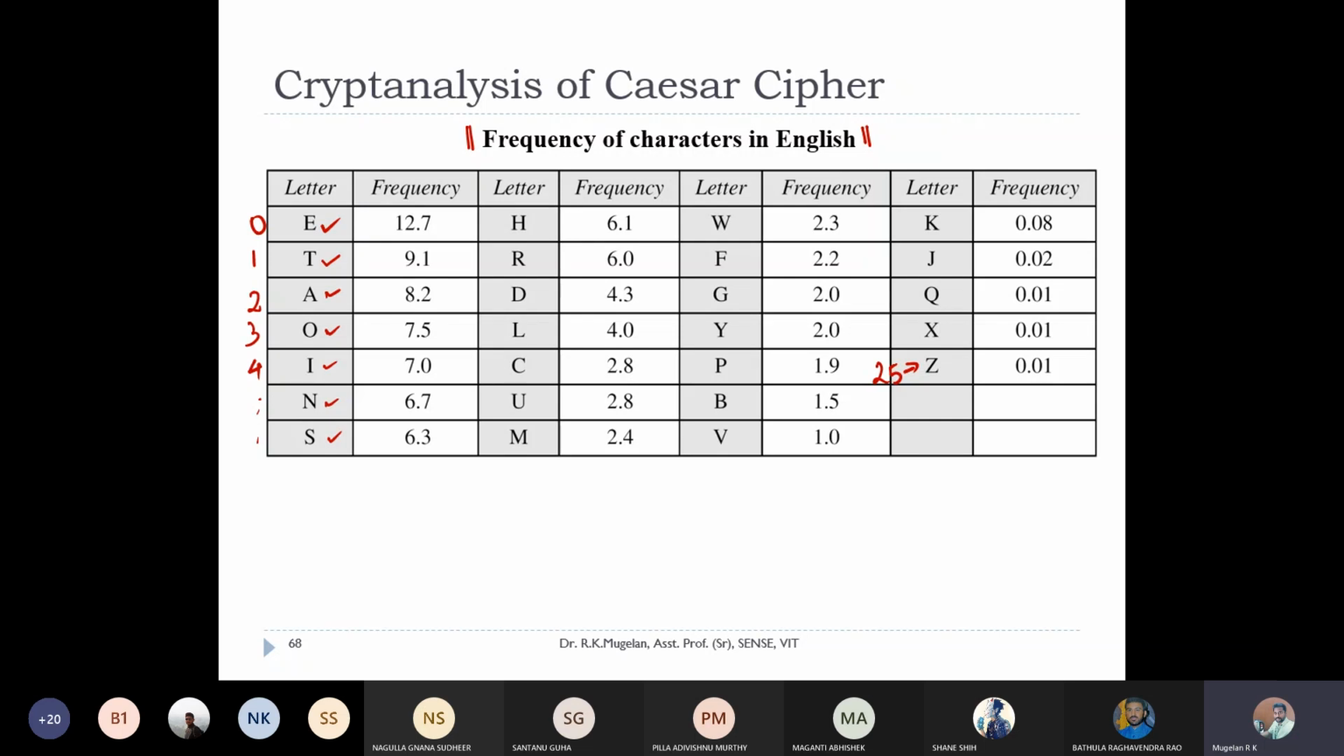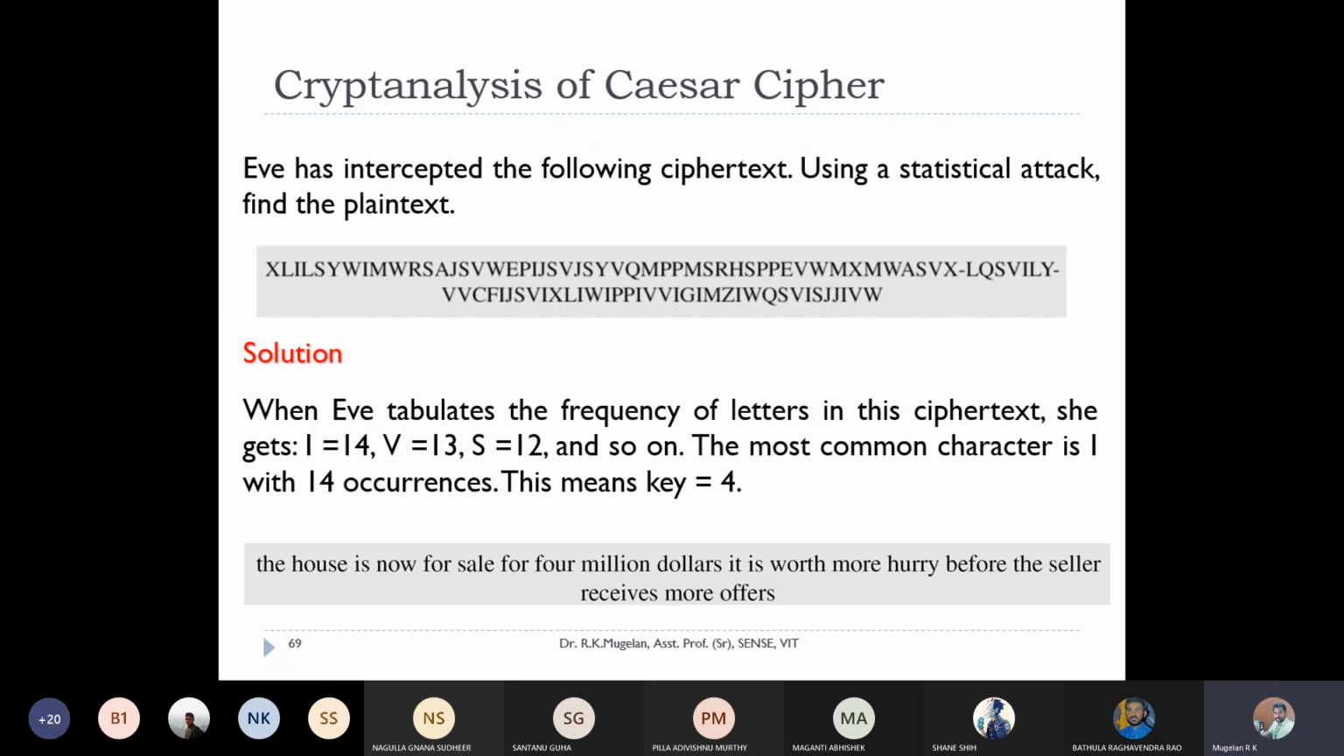If a person has this chart with him, he can perform an easy attack. That attack is called a statistical attack. If he has this frequency-of-repetition chart, he can perform the statistical attack on Caesar cipher. Assume that this is the ciphertext which the attacker has come across. He will take the ciphertext and count the repetition of every letter present in it, and find which is the most repeated or most common character in the entire ciphertext. In this example, he found I to be repeated 14 times.